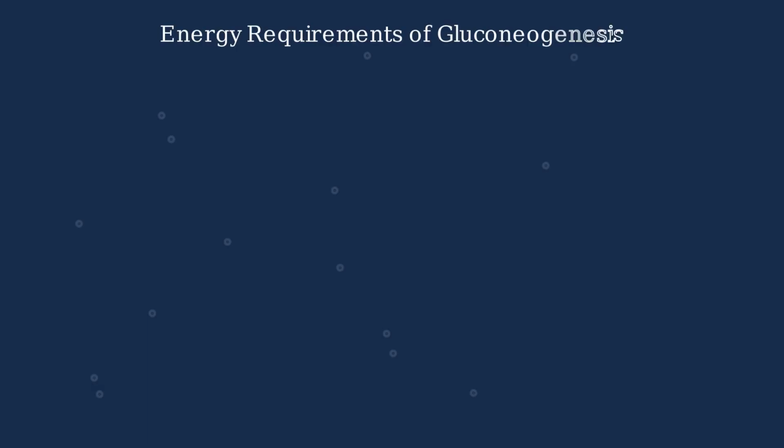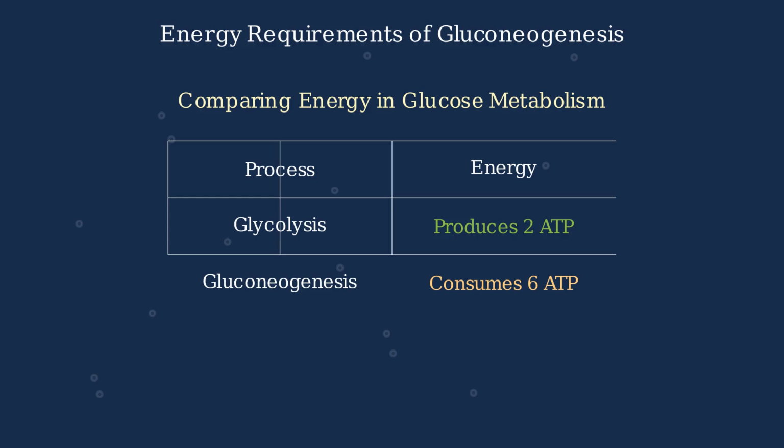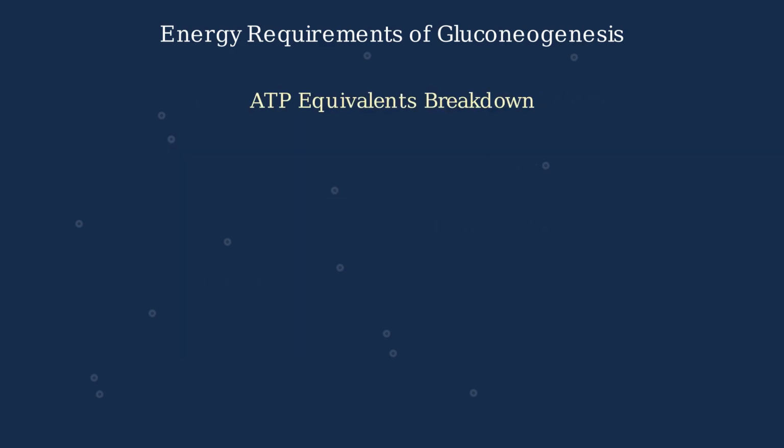Energy requirements of gluconeogenesis. Gluconeogenesis requires significant energy input compared to glycolysis. While glycolysis produces 2 ATP molecules, gluconeogenesis consumes 6 ATP equivalents to produce 1 glucose molecule. Let's break down where this energy is consumed in the gluconeogenesis pathway.